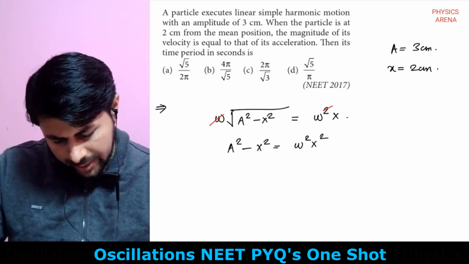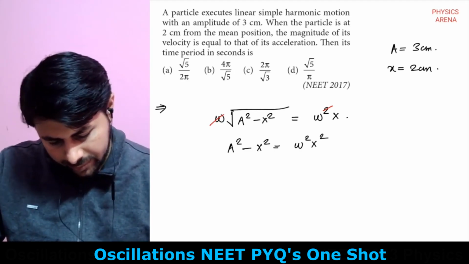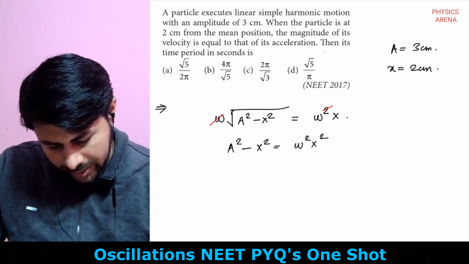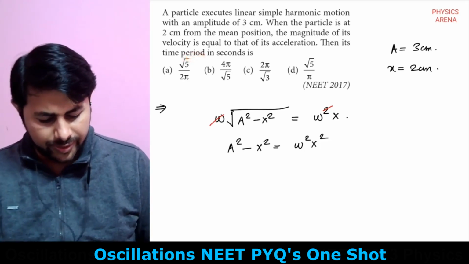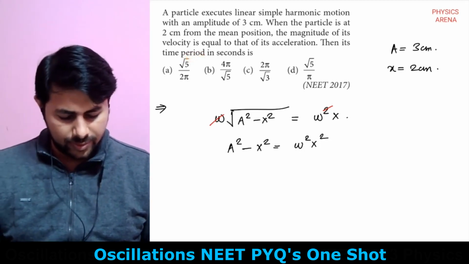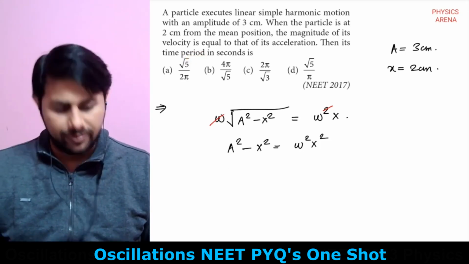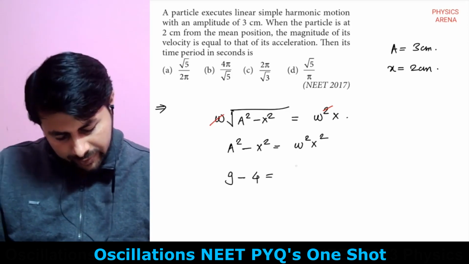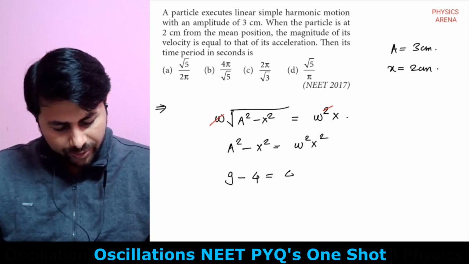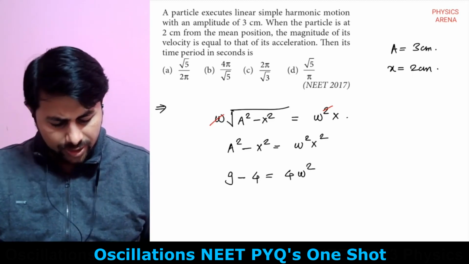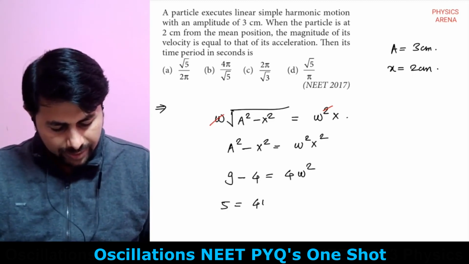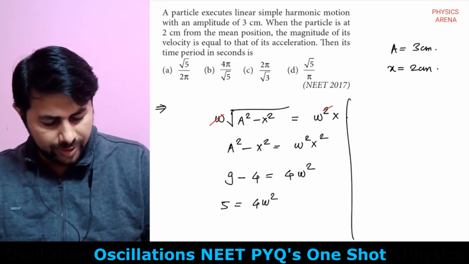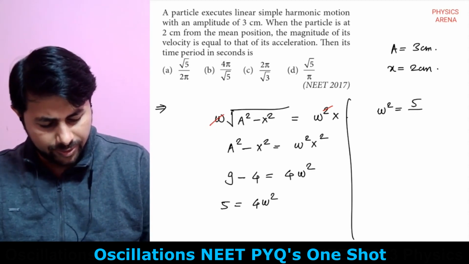And then you can substitute the values because you want to find out the time period. So let's substitute the values. A is equal to 3. So this is 9 minus 4 is equal to omega square multiplied by 4. So 5 equals 4 times omega square. Therefore, omega square equals 5 by 4.